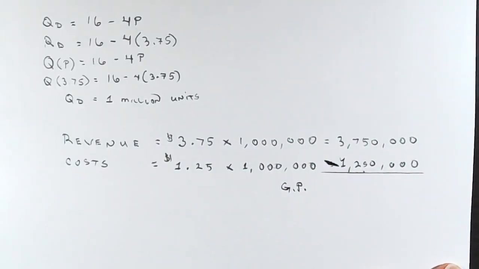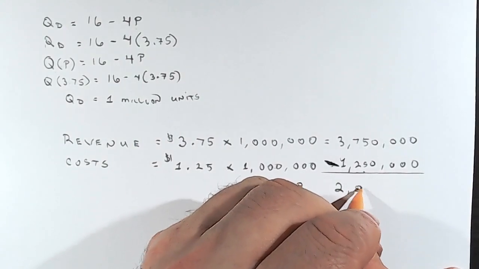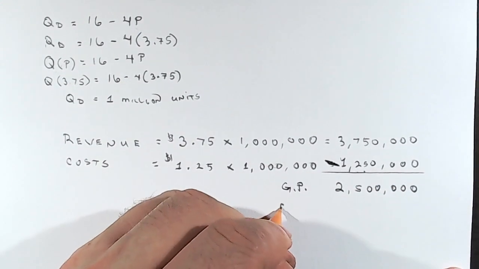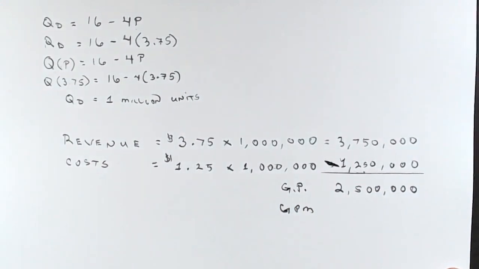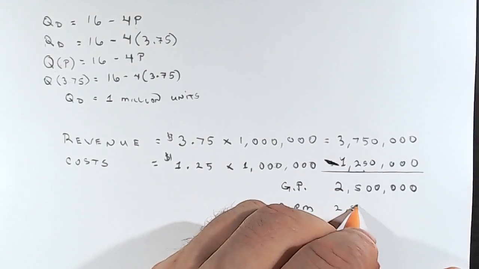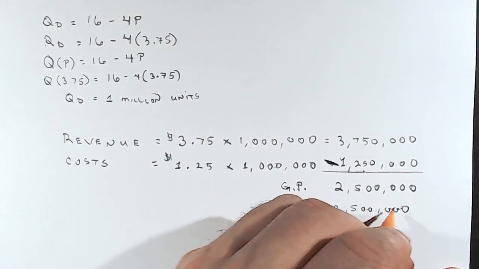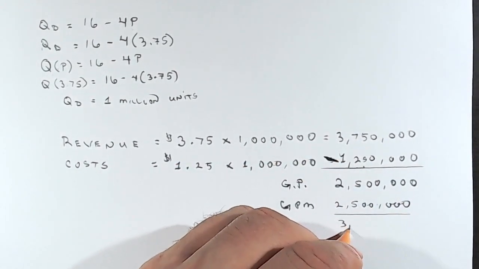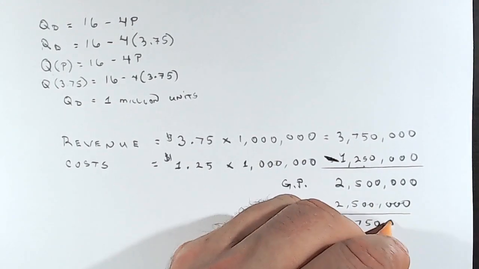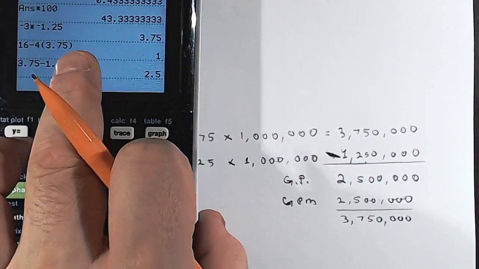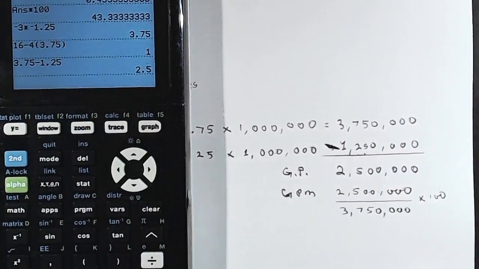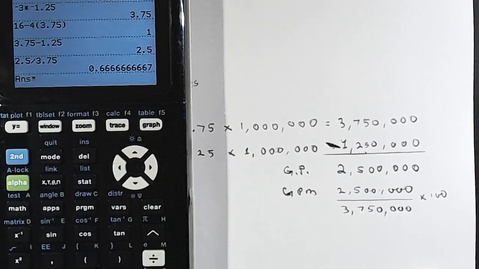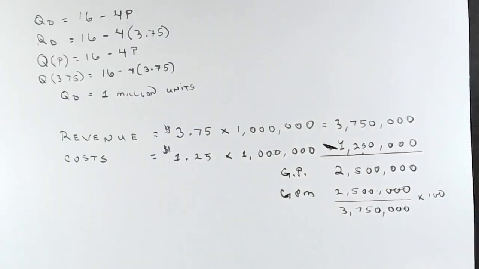And that's going to be $2,500,000. Well, let's compute the gross profit margin. Remember, that's just going to be $2,500,000 divided by sales, which was $3,750,000. Do you remember what it should be? It should be 66 2/3%. Remember, we're going to multiply it by 100. So that's 2.5 divided by 3.75, times 100, gives us 66 2/3%.